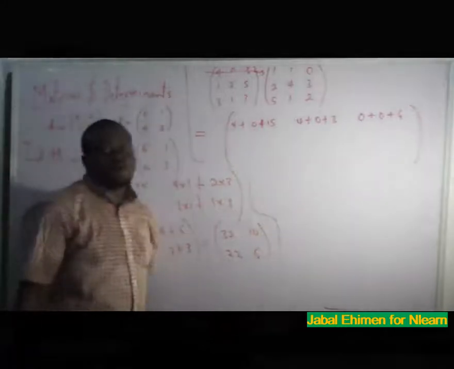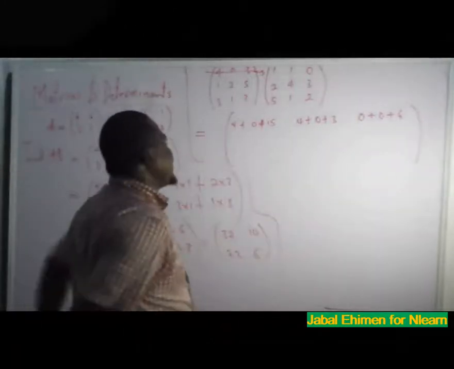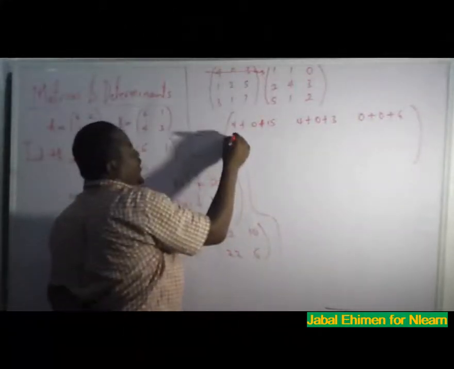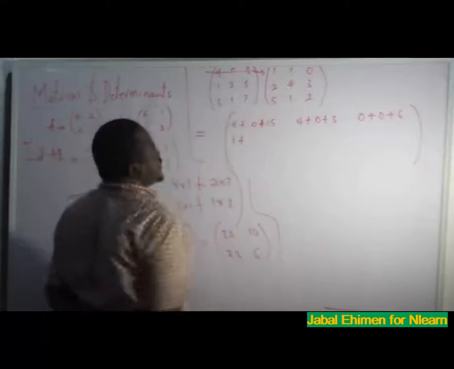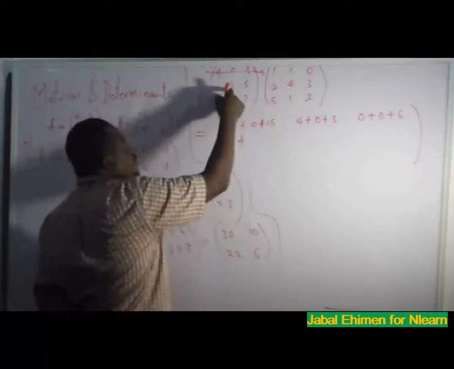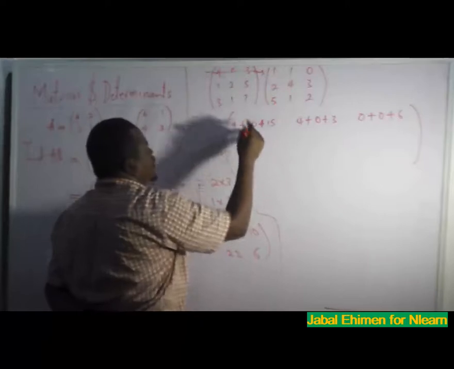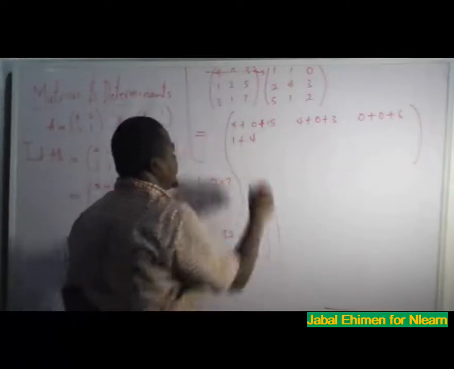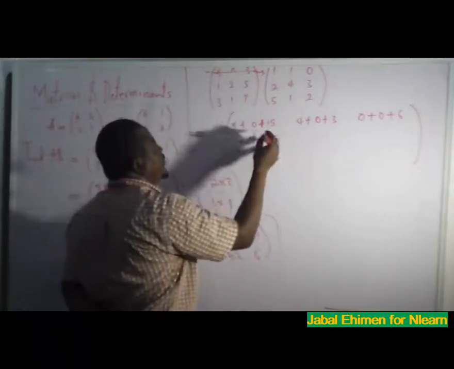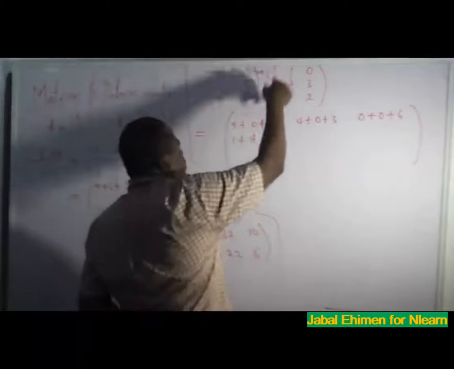Now we'll take the second row. The second row here will go like this. 1 times 1 is 1. 2 times 2, that's 4. 5 times 5, that's 25. So we are done with this. We'll go for the next one.